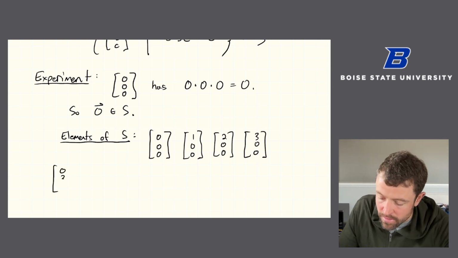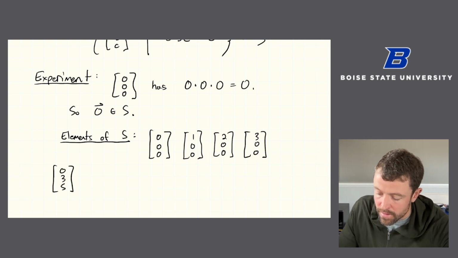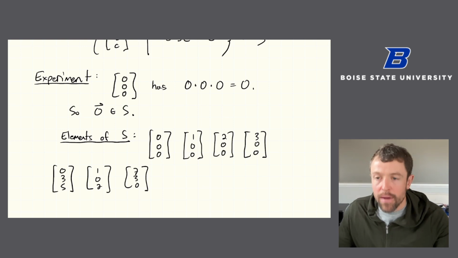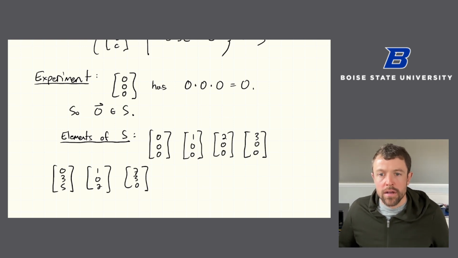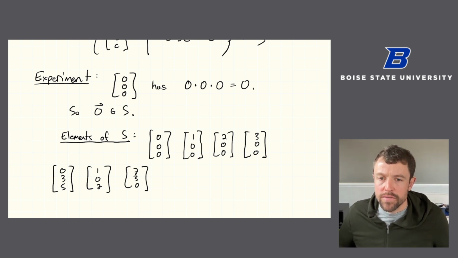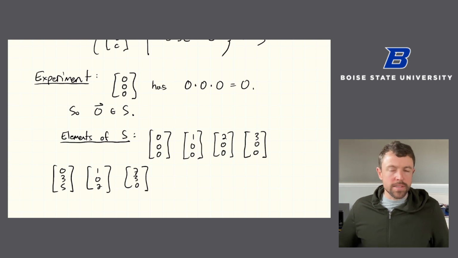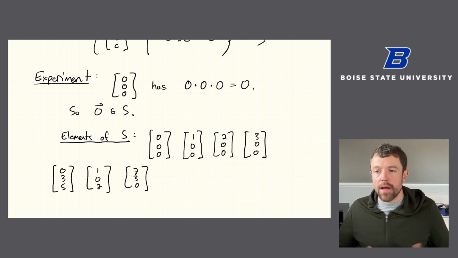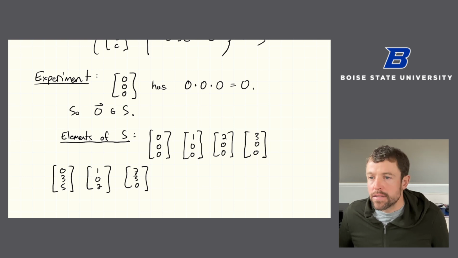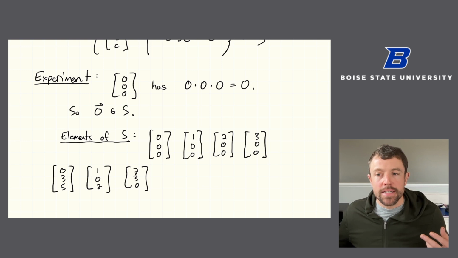So like 0, 3, 5, 1, 0, 2, 7, 3, 0. So now we're getting a bit more diversity here, right? We're writing down examples that aren't just copied versions of each other. But I'm still missing something. And I don't even know whether this will matter in this problem. I don't think it does. Maybe it does. It's important to think about things that you've forgotten to do.